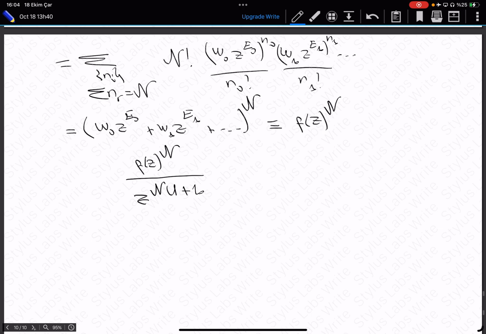But the residue, Cauchy's theorem tells me, is nothing but this. If I integrate around z equal to 0, it will give me 2 pi i times the residue. So if I divide by 2 pi i, this is actually my omega bar.